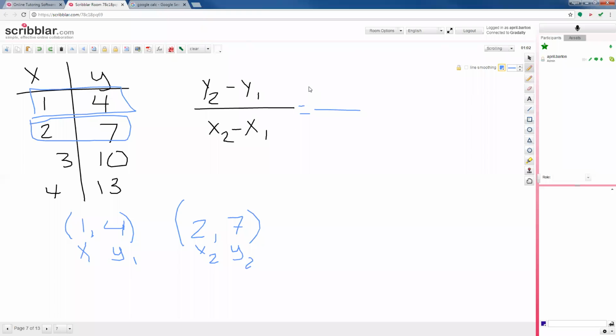Seven and 4. Good. 7 minus 4. And then on the bottom, 2 minus 1. So then you just do your subtraction again. 7 minus 4 is 3. 2 minus 1 is 1.